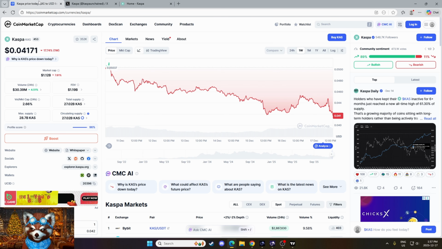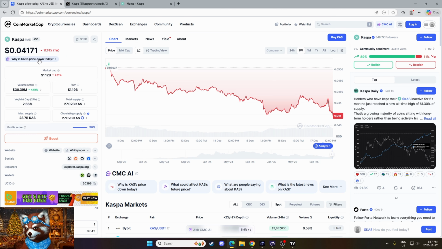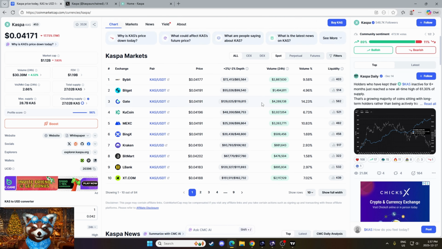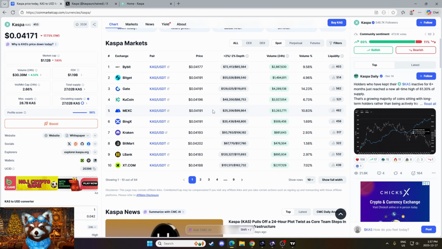So let's look at CoinMarketCap before we pull up the chart. So we are pretty much right across the board down in price quite a bit, 17%. Down in market cap, up slightly in volume, and 89% bullish on the community sentiment. And obviously waiting for a few big exchanges, Binance being the obvious one.